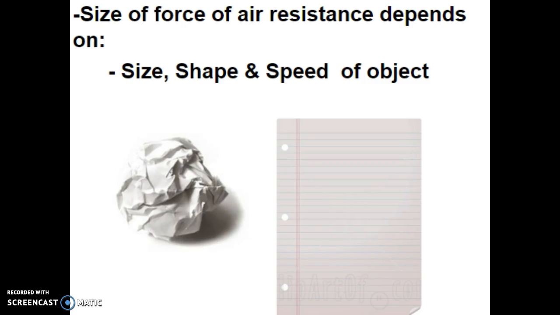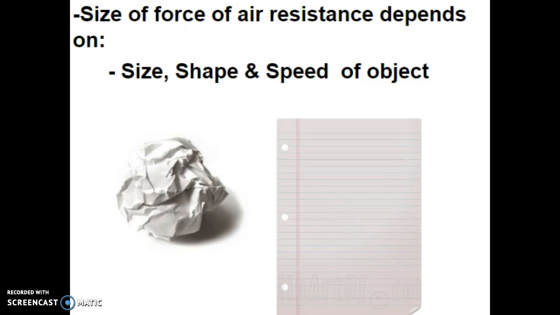Air resistance depends on a few things. It depends on the size of the object, its shape, and its speed. For example, if you took a flat sheet of paper and dropped it from a height of 5 meters, that paper will slowly flutter down and eventually make its way to the surface.